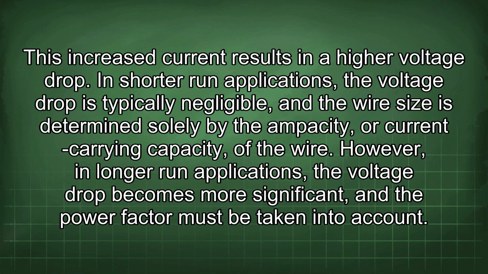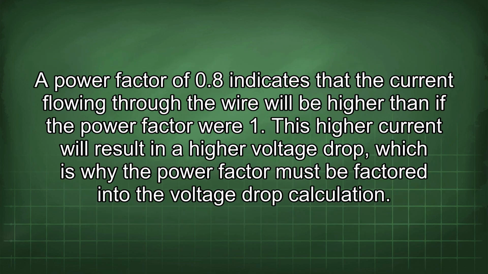In shorter run applications, the voltage drop is typically negligible, and the wire size is determined solely by the ampacity or current carrying capacity of the wire. However, in longer run applications, the voltage drop becomes more significant, and the power factor must be taken into account. A power factor of 0.8 indicates that the current flowing through the wire will be higher than if the power factor were 1. This higher current will result in a higher voltage drop, which is why the power factor must be factored into the voltage drop calculation.